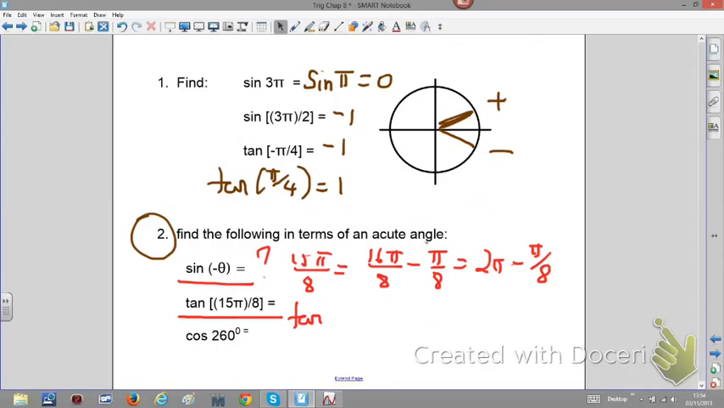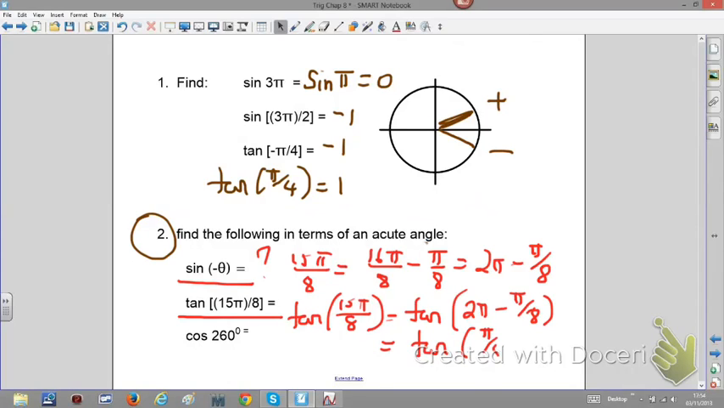So tan of 15 pi over 8 must be equal to tan of 2 pi minus pi over 8. And the relationship there must be similar to tan of pi over 8. Now let's see if it's positive or negative.